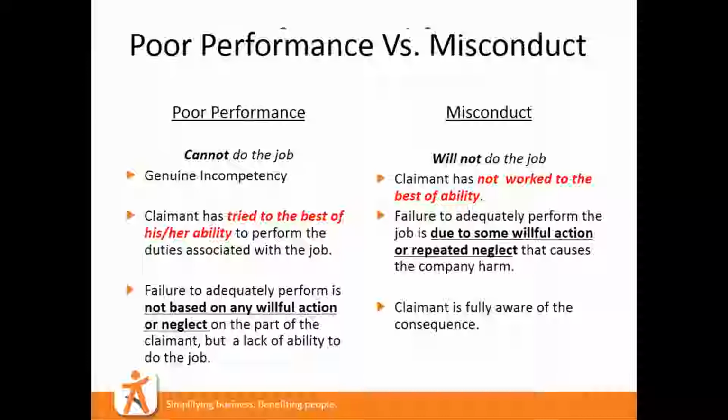Whereas in the case of misconduct, we indicated they will not do the job. The claimant is not working to the best of their ability. And how do we prove that? Well, perhaps they've done the same job for 3 years. They've been promoted or received increases as a result of their competence and successful completion of duties. And yet now what we see is an individual who's choosing not to do that, who is willfully choosing not to perform their duties as they have in the past. Maybe they're neglectful in those duties. And certainly what they've done has caused harm to the employer, and the claimant is fully aware of the consequence. In this case, you can see the difference between someone who is genuinely trying and someone who has just given up on the job and is choosing now not to do the job.